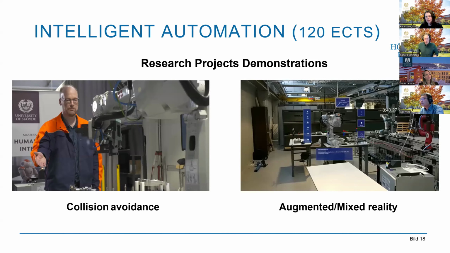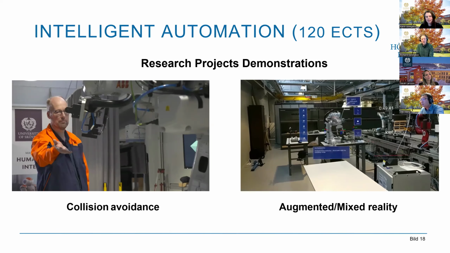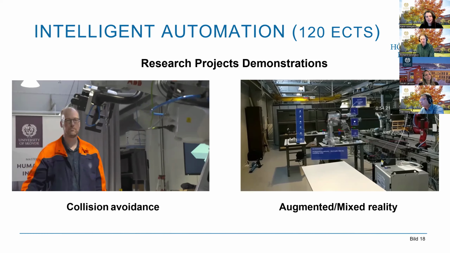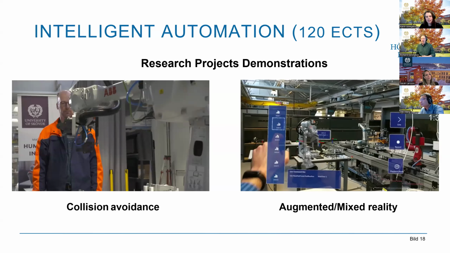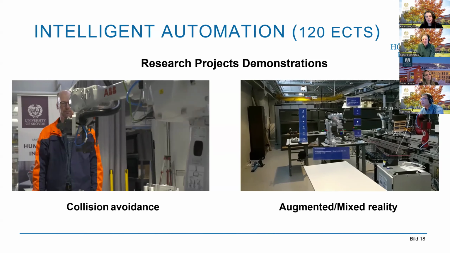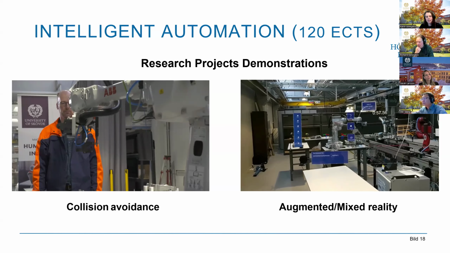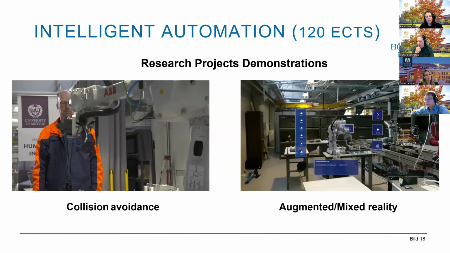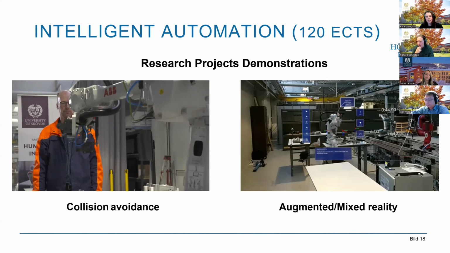Intelligent automation also has links to research projects, and these are examples of activities that we've done in some of our projects. This collision avoidance video, for example, the sensors are surrounding the worker, although they're not visible in the video, so that it is able to detect where the worker is and react accordingly, automatically adapting its path to react. And on the other side, we have augmented and mixed reality. So you can see the robot's digital twin in 3D and interact with it while the robot acts in the background.